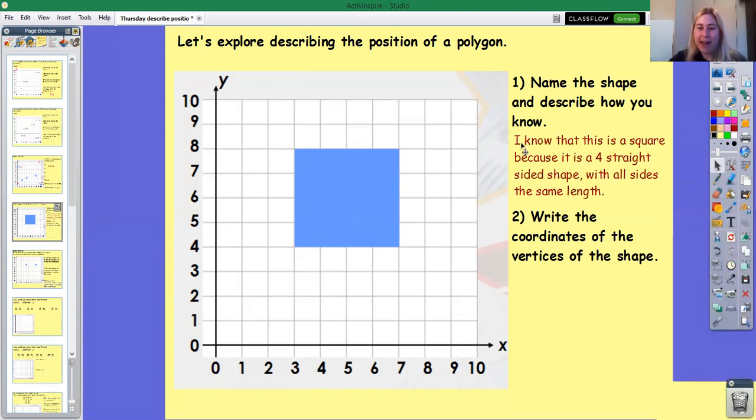So you might have written something like this. I know that this is a square because it is a 4 straight-sided shape with all sides the same length. Something like that would be perfect.